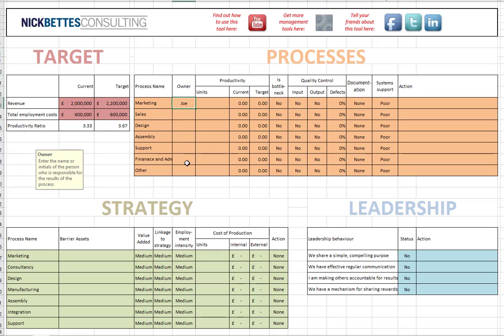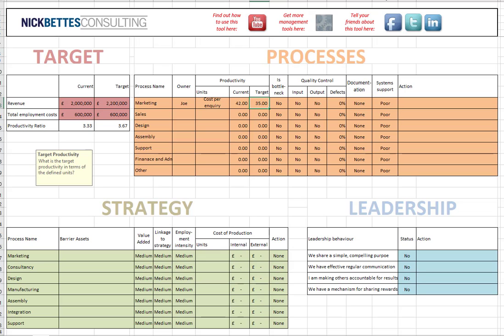Why is it important to have an owner? Because if you want people to achieve targets, they've got to have clear ownership of that target and that process. If everything belongs to you, don't expect Joe to do anything much about improving the way marketing works. So we've agreed with Joe that the productivity measure for marketing is cost per inquiry. And we've worked out our current cost per inquiry is 42 quid.